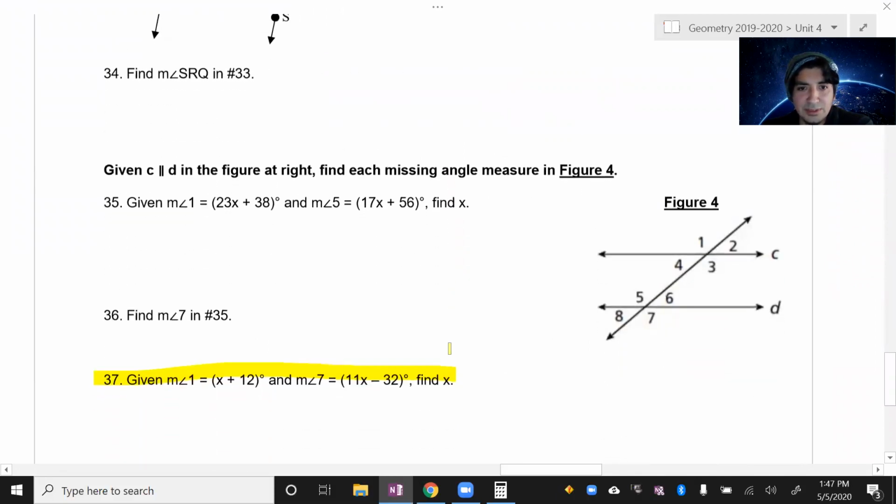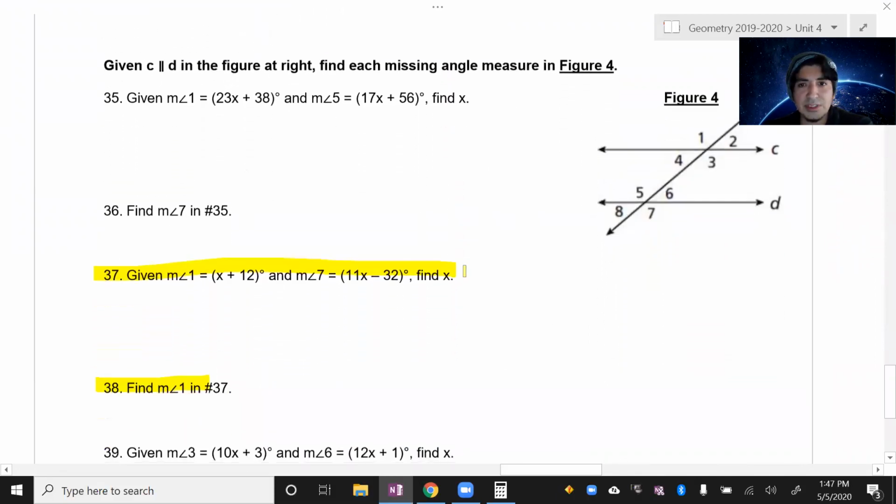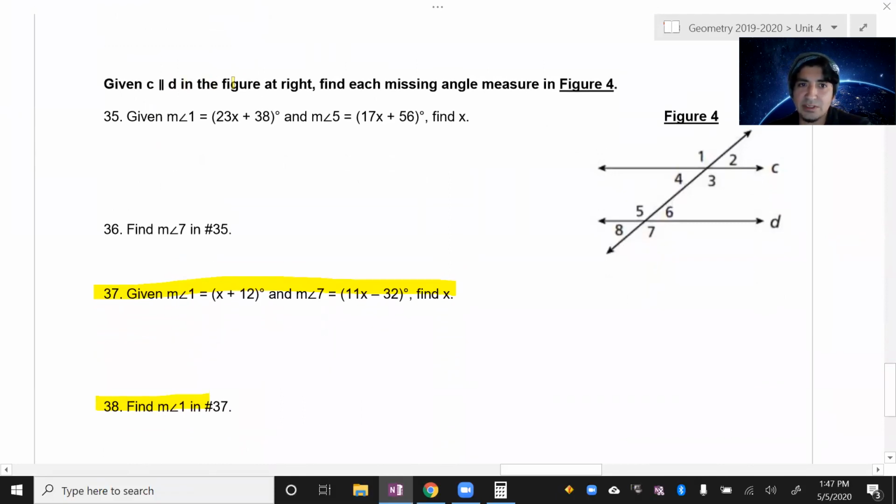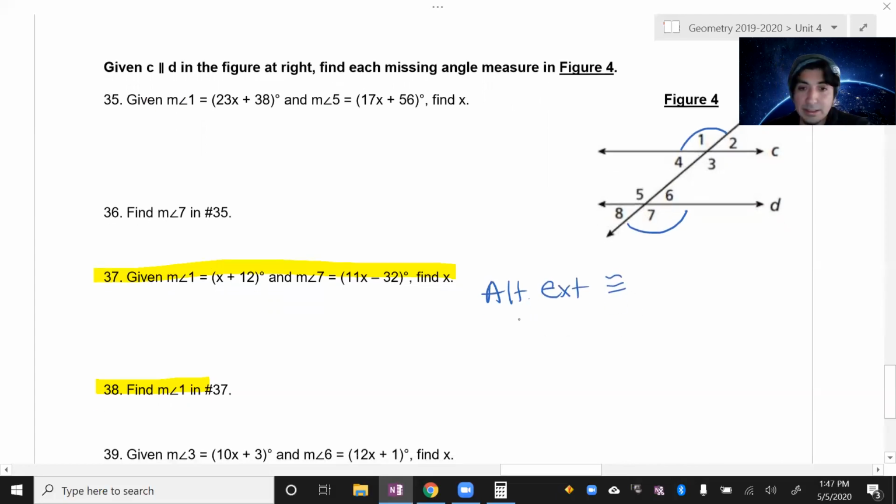Now, as you're going through these, you're told here that these two lines C and D are parallel to each other, and then you're asked to find each angle measure. So we're going to do a few more. So I have angle 1, which is right here, and angle 7. Oh, look at that. So these are also considered alternate exterior, which means they're congruent. Now from here, I'm just going to take angle 1 is equal to angle 7. So X plus 12 is equal to 11X minus 32.